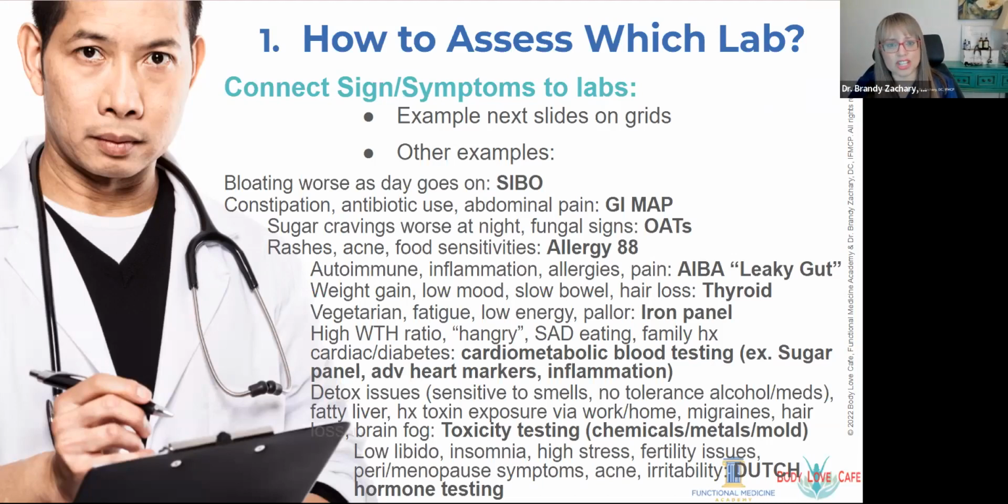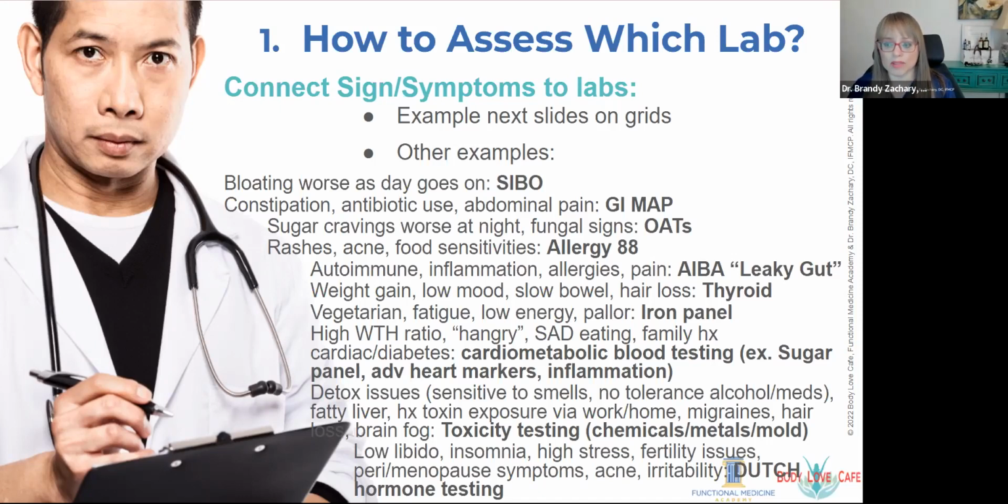And then depending on the patient's answers, you say, that doesn't sound right, we're gonna move in this direction. Or yes, that sounds accurate, let me explore further. And then it might be ordering a lab. Constipation, antibiotic use, abdominal pain. We start seeing triggers like that. We might be thinking a GI map. Sugar cravings that are worse at night. They have signs of fungus or yeast overgrowth.